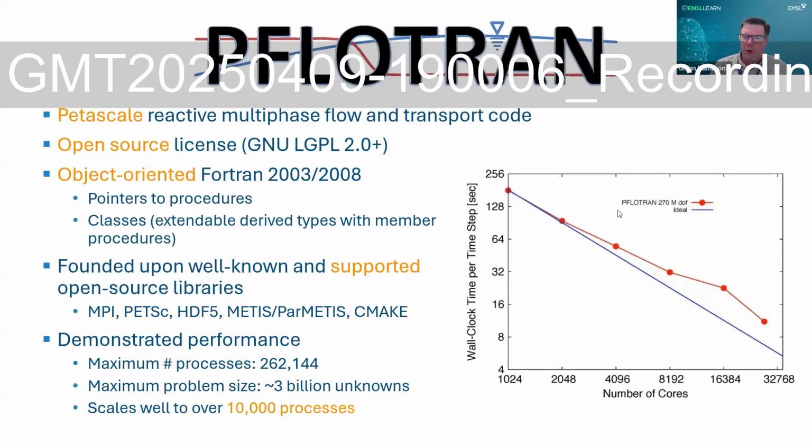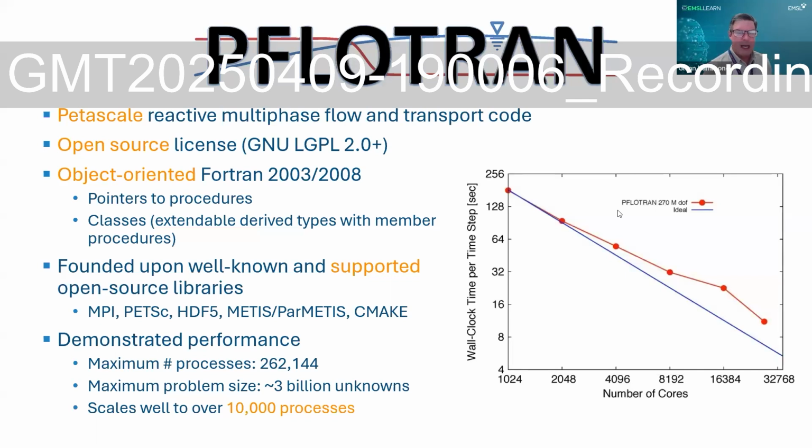Okay, so let's move on to a quick introduction to PFLOTRAN. PFLOTRAN is a petascale reactive multi-phase flow and transport code. By petascale, I mean it's been run on at least 100,000 processor cores. So it runs on a supercomputer. It also runs on a laptop computer, so it runs on that span of machines.